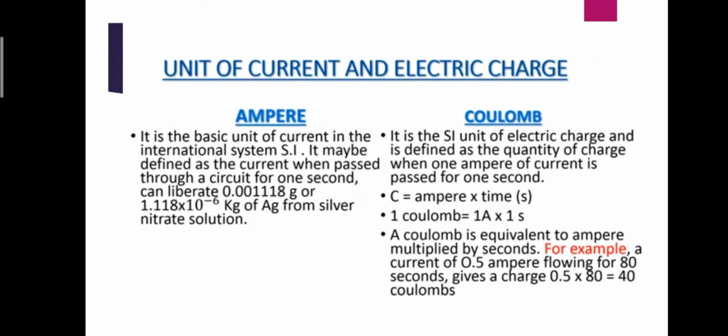Now the unit of electric charge is coulomb. It is the SI unit of electric charge and is defined as the quantity of charge when 1 ampere of current is passed for 1 second. So C is equal to ampere multiplied by time, or 1 coulomb is equal to 1 ampere into 1 second. A coulomb is equivalent to ampere multiplied by seconds. For example, a current of 0.5 ampere flowing for 80 seconds gives a charge 0.5 multiplied by 80 is equal to 40 coulombs.